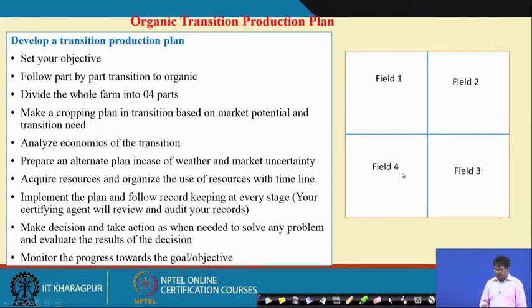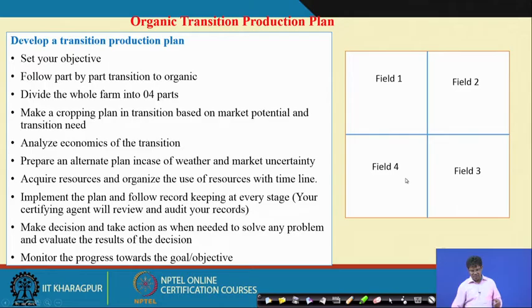The area depends upon the topography of the soil. Suppose some field is upland, lowland or medium land; depending upon the field situation, you can have 4 almost equal parts, or maybe some uneven, that is no problem, but you have to divide the field into 4 parts. Then make a cropping plan in transition based on market potential and transition needs. From one field you can start part by part.